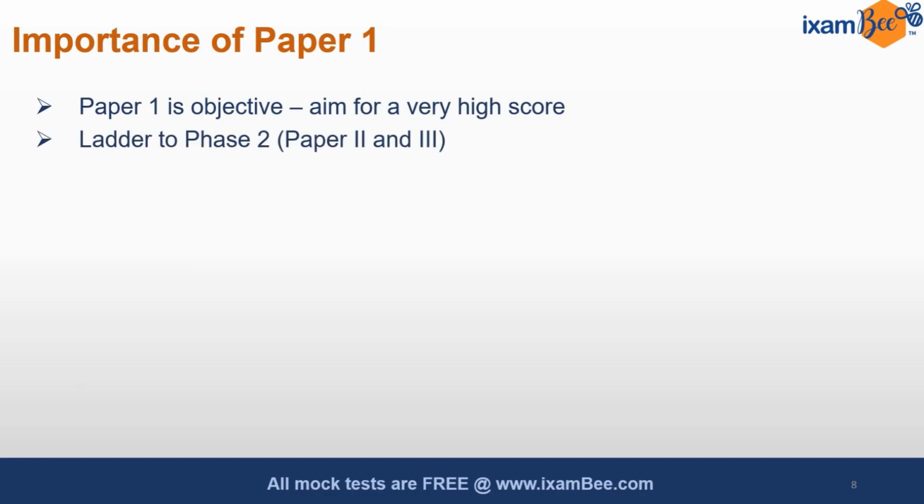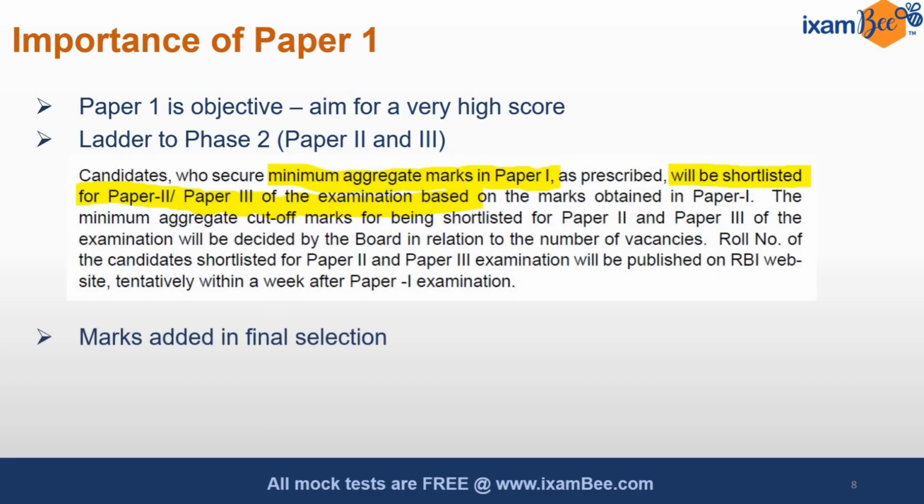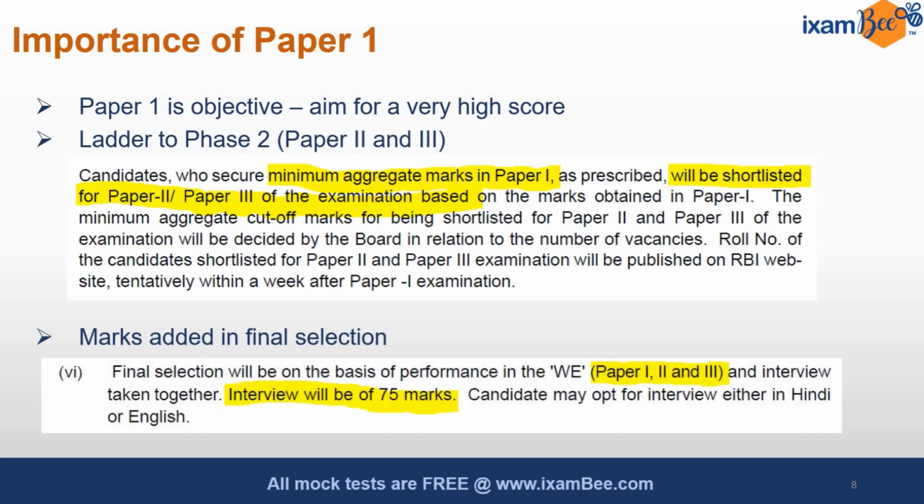Apart from the fact that this makes you eligible to write paper 2 and 3, paper 1 is very important also because the marks of paper 1 are also added in your final selection. So in case of DEPR, your marks for all the 3 papers are added, and then with that the interview marks are added for the final selection. So paper 1 is very important. You should at least aim for a very high score in paper 1, it being objective in nature.